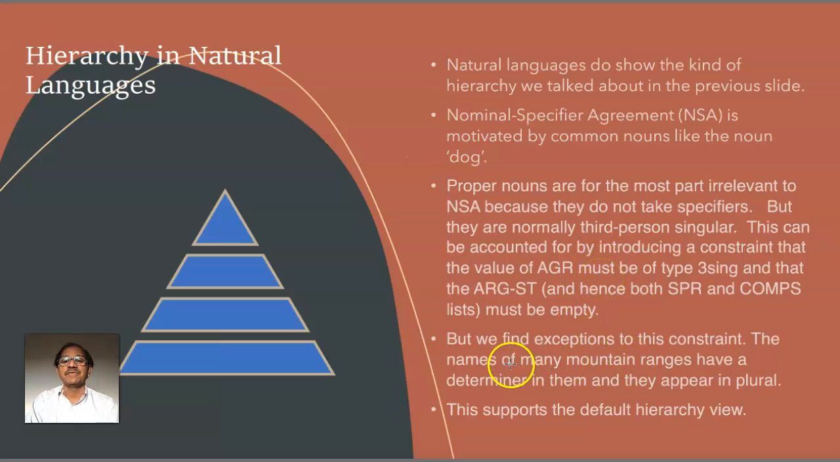But we find exceptions to this constraint which we have used for proper nouns. That is, we have names of many mountain ranges which have a determiner and they appear in plural. For example, you say the Himalayas. The Himalayas is the proper noun, the is the determiner, and Himalayas is in plural form. So how do you do that, right? So this supports the default hierarchy view. The default hierarchy view says types have constraints and there are subtypes which may have contradictory information which will take precedence over the type's information or default information or default constraint.